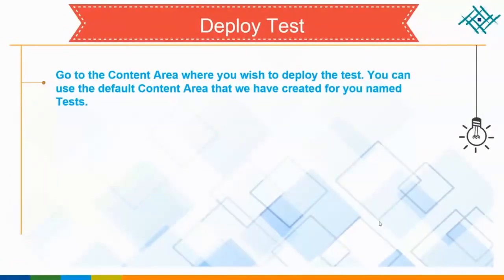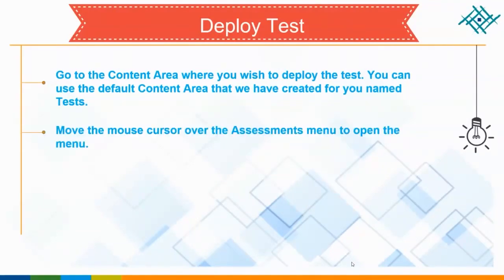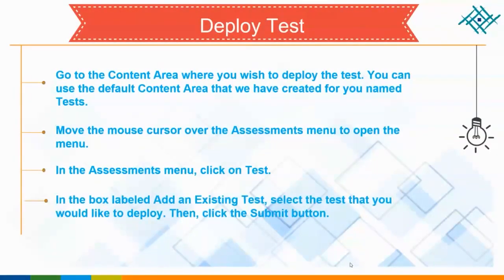You can use the default content area that we have created for your named tests. Move the mouse cursor over the assessment menu to open the menu. In the assessment menu, click on test. In the box labeled add an existing test, select the test you would like to deploy. Then you click on submit.